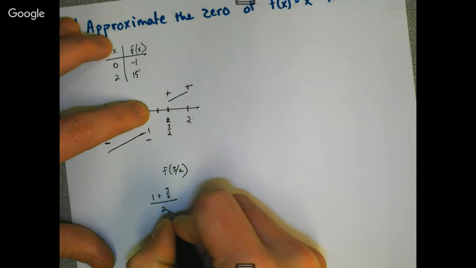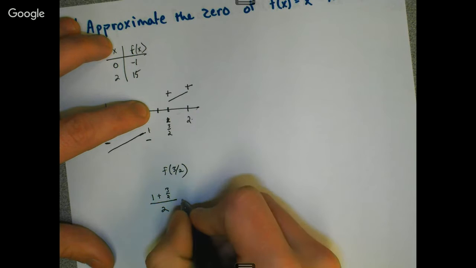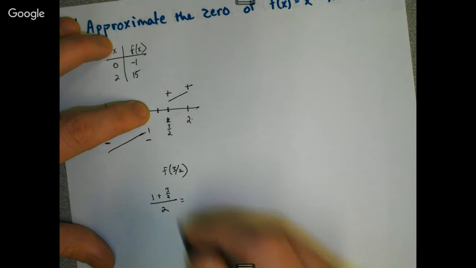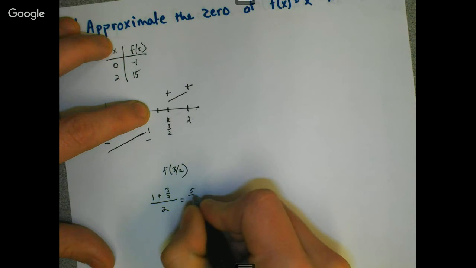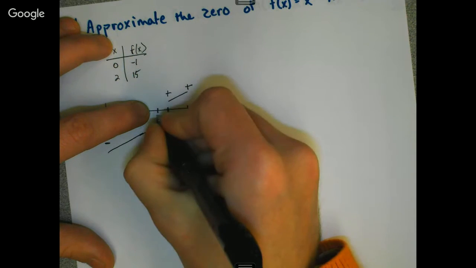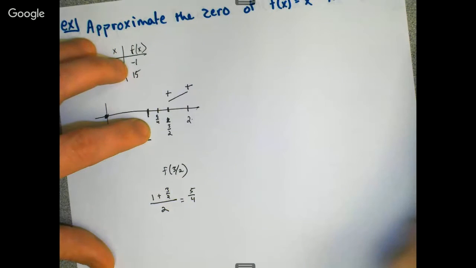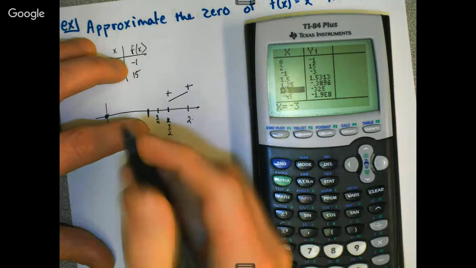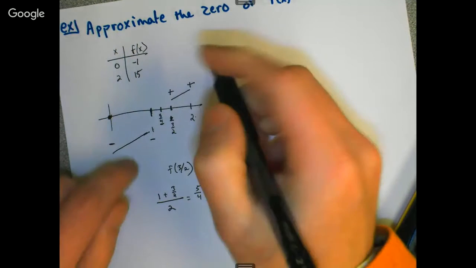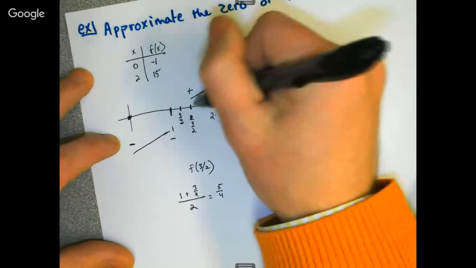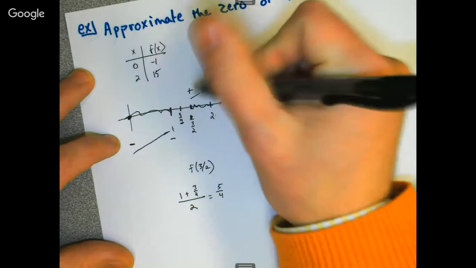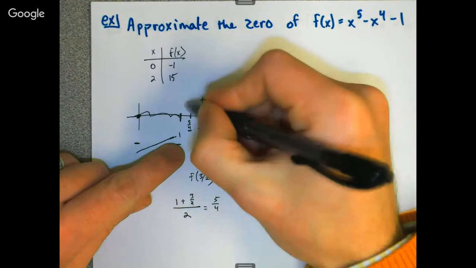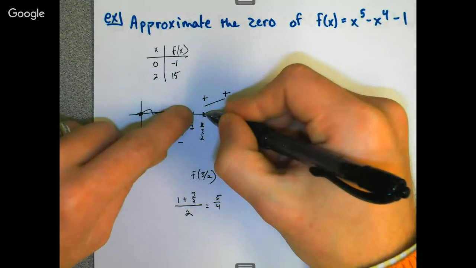divided by 2, which is 1.25, or 5/4. If I plug in 5/4, I get a negative number. So this one's negative. So we marked out this section, and now since this was negative, here and here are negative, so we mark out this section, so it's got to be somewhere in between here.